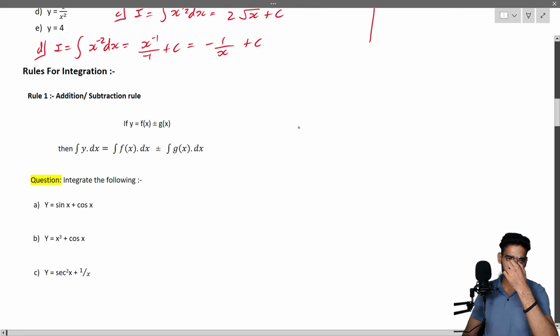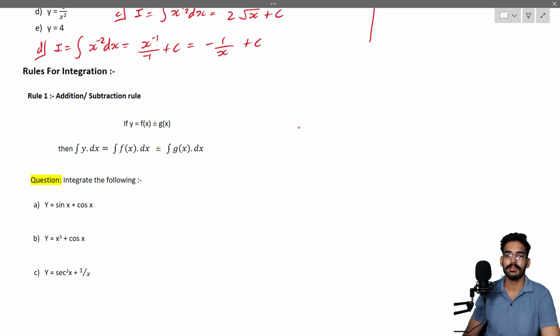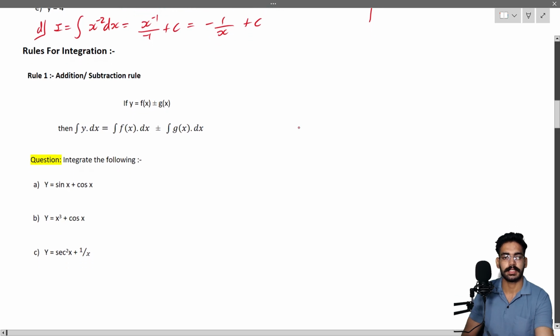Okay, now in rules of integration, the first rule is addition and subtraction, same as the differentiation rule. Okay, what do we do in differentiation? We differentiate separately, right? Here also we will separately integrate. If someone asks us to integrate y, we will separately integrate the two functions. Okay, so here I will integrate fx separately and gx separately. Okay, and so let's see some examples. Okay, you will understand better with the examples.